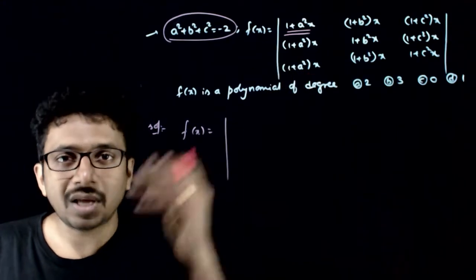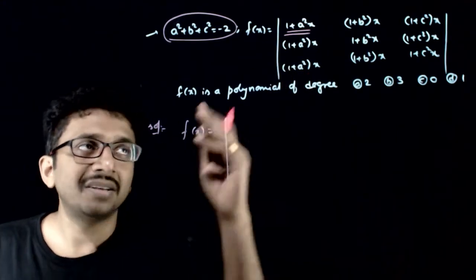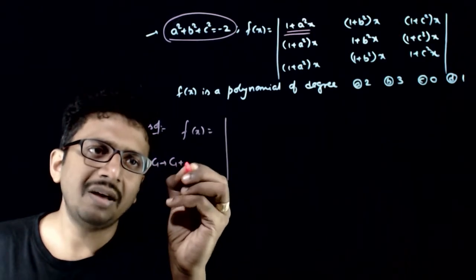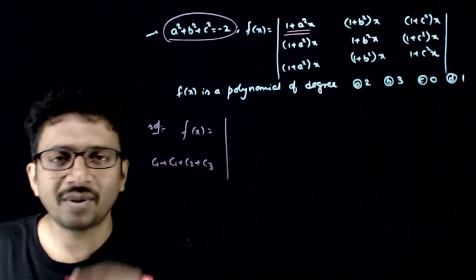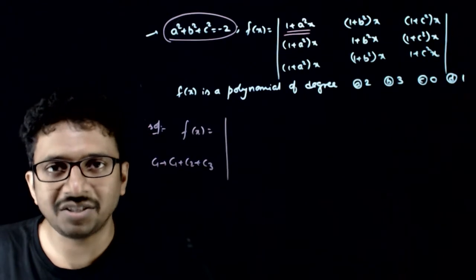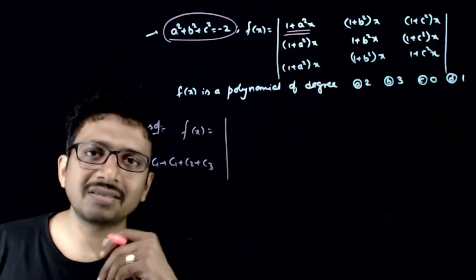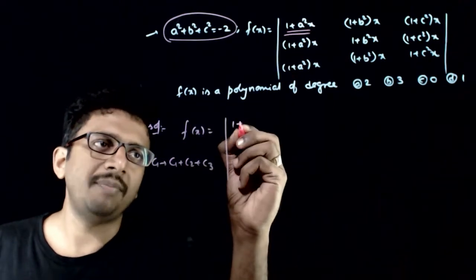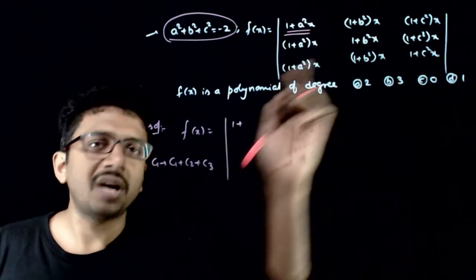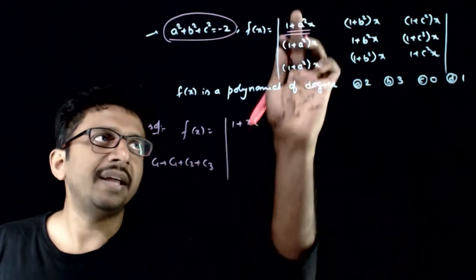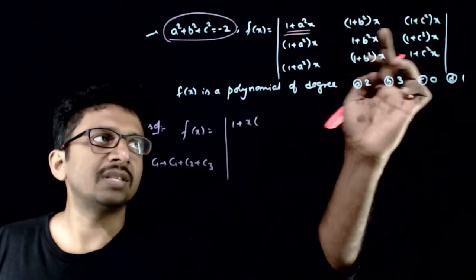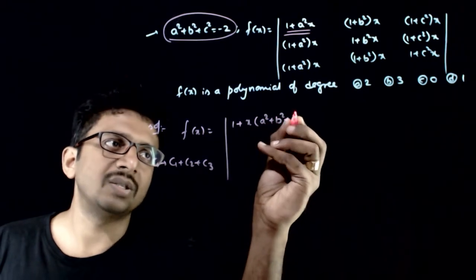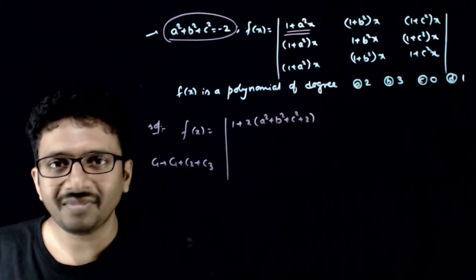I'll use a column operation, which is C1 becomes C1 plus C2 plus C3. From this column operation, the determinant doesn't change. So if you add all these columns, what happens? In all the other terms you have an x times a square plus b square plus c square plus 1 is 2. A square plus b square plus c square plus 2.